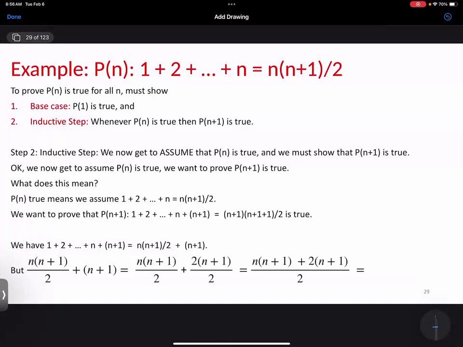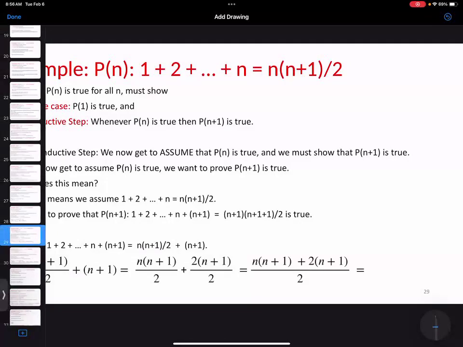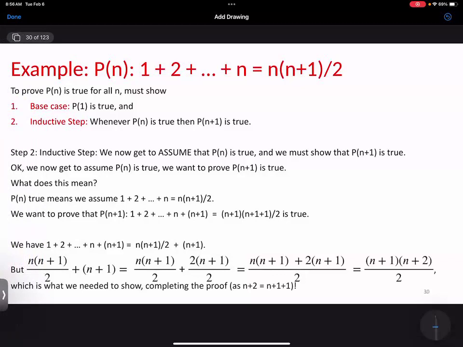notice that they both have an n plus 1. I'm going to get n plus 2, but I can write n plus 2 as n plus 1 plus 1. So I'm just doing a little bit of algebra now to show that it equals exactly what I want it to equal. And so that finishes the proof by induction. And so we've now shown that the sum of the integers is n times n plus 1 over 2.